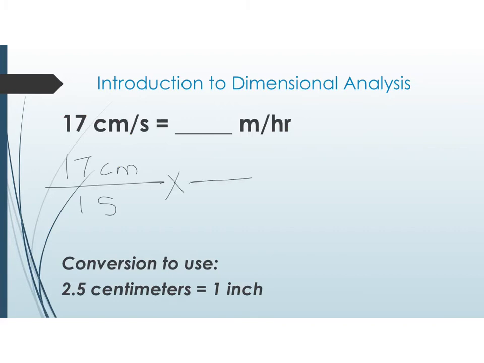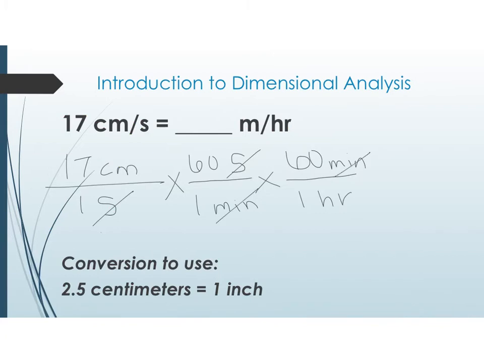So I know I need to get rid of seconds, so I'll make sure that seconds is up here so that when I divide my numerator and my denominator, the seconds will cancel out, since I don't want to end with that. Now, how am I going to get seconds closer to hour? Well, I know that there's 60 seconds in 1 minute, and I can get rid of seconds that way, and I know that there are 60 minutes in 1 hour, and then I can cancel off minutes.